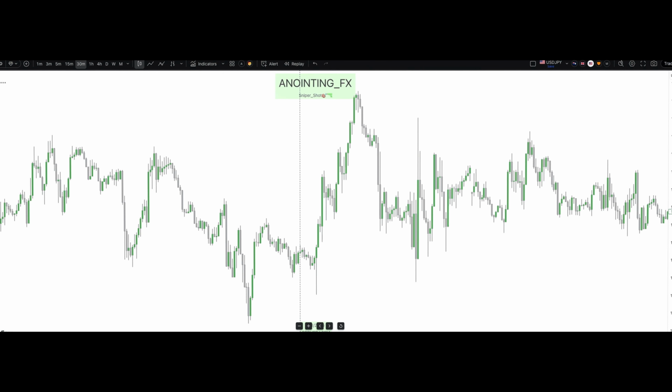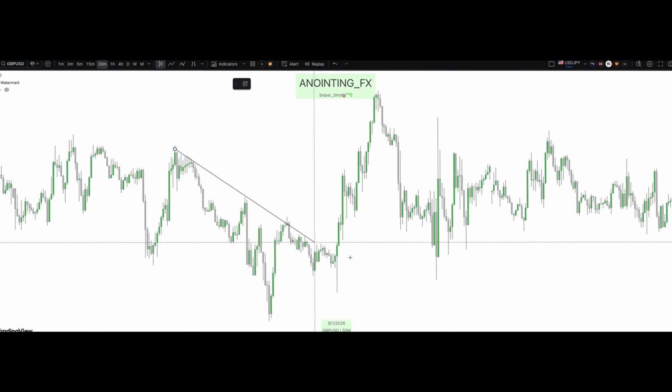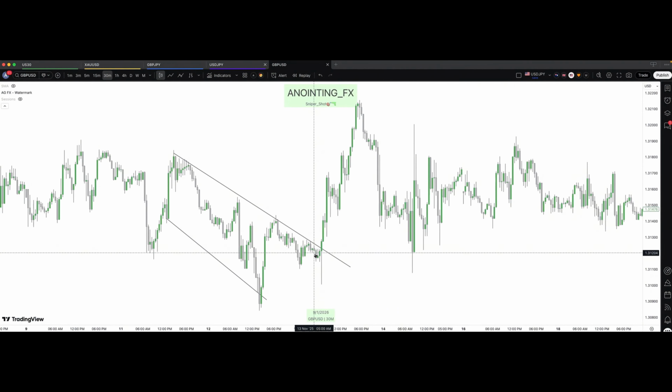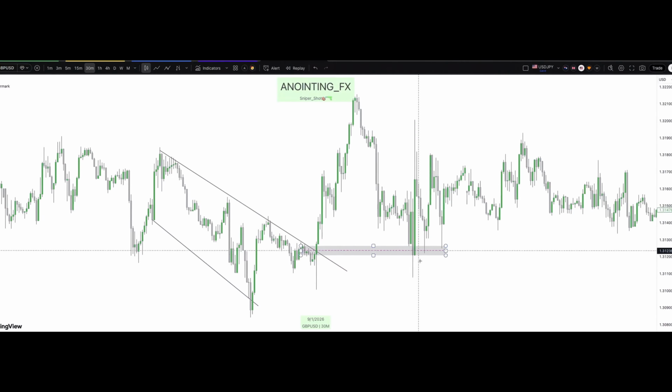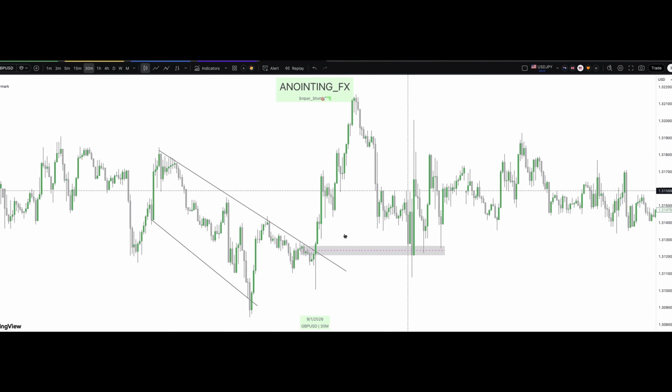So there's another falling channel. This time around, price came to retest the last high, sorry, the last highs. This is the last high. Price came to retest it, and then it went to the upside.